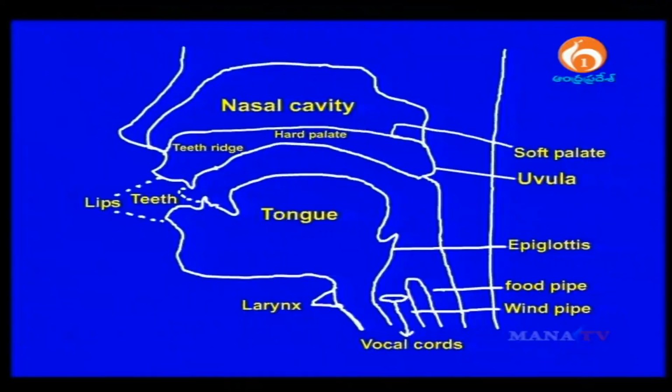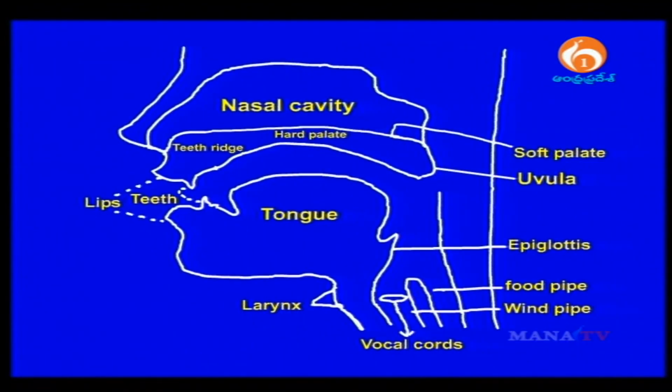What do we see in front of us? We see our mouth and the nasal cavity. When we look at the mouth, what do we see? We see the two lips, and then the teeth, and right behind the teeth the teeth ridge, and then the hard palate. This portion is known as the roof of the mouth, the hard palate, followed by the soft palate, and then this hanging out loosely, known as the uvula. All these help us in articulating different sounds in English.